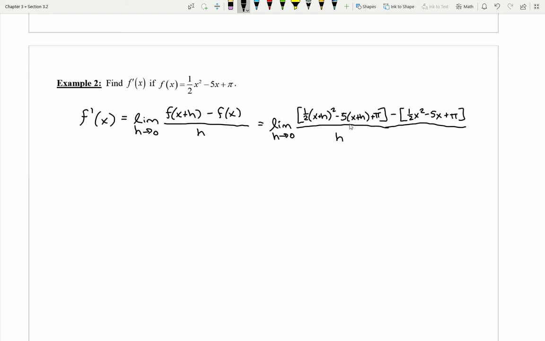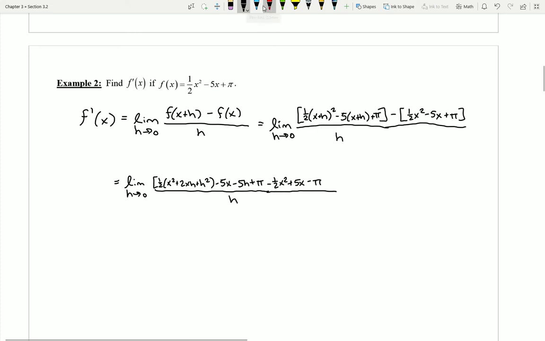All right, so here's what I have, and now I'm going to simplify some more stuff down. In the numerator, I'm going to end up with here a 1/2 times the quantity of x squared plus 2xh plus h squared. Then I'm going to have minus 5x and minus 5h plus pi. When I distribute my negative into the second quantity, I'm going to get minus 1/2 x squared plus a 5x and minus a pi. Now, of course, right away from this, I can start to see that there's going to be a lot of things that are going to start to cancel out right away.